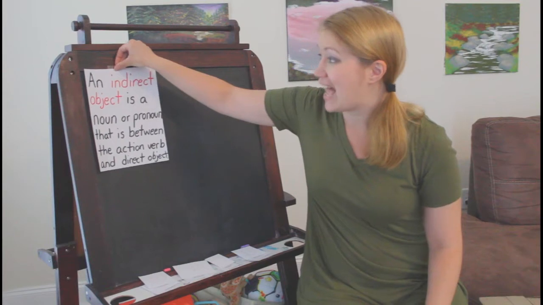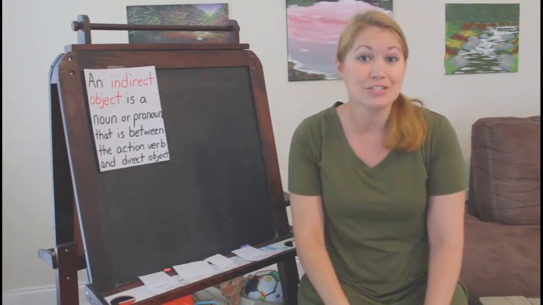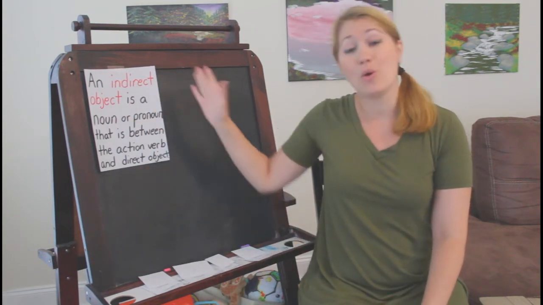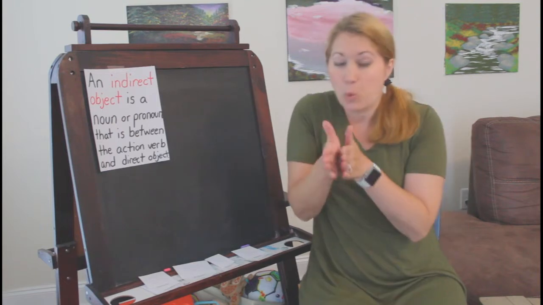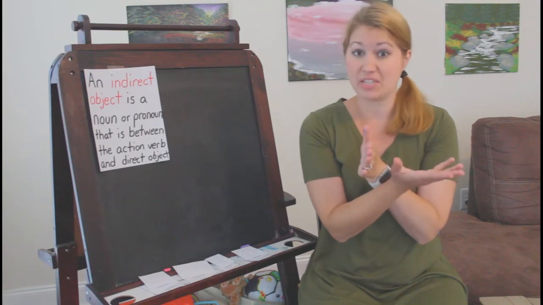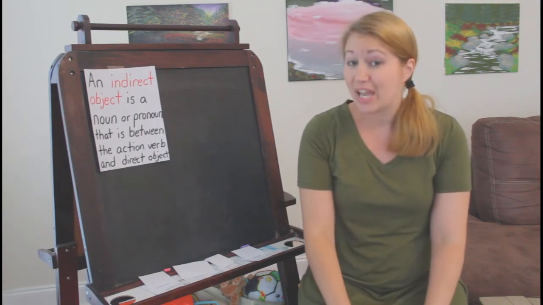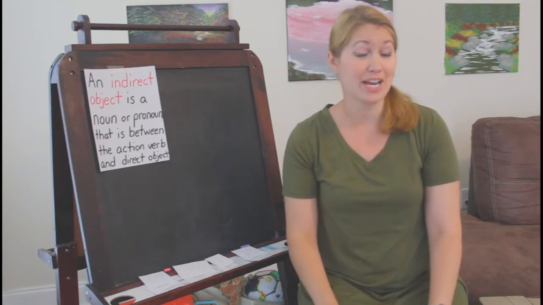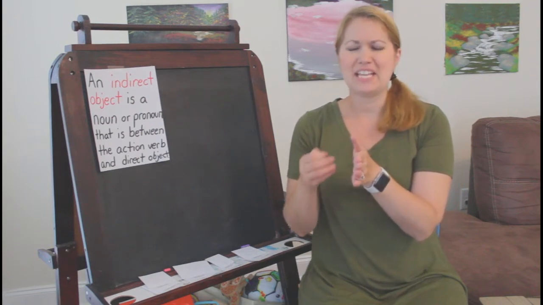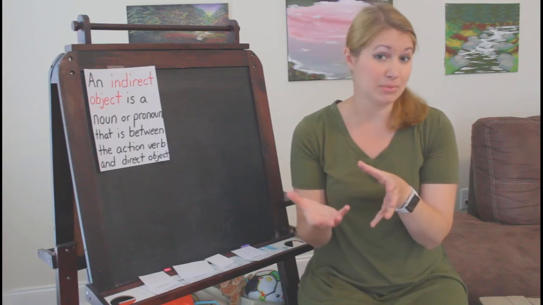Instead of just having direct objects, sometimes we also have an indirect object. An indirect object is a noun or pronoun that's between the action verb and the direct object. It falls right in between there. It will also be a noun or pronoun just like the direct objects are, but it's going to say to whom or for whom that action is taking place.